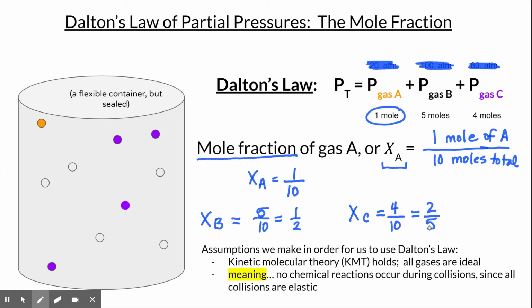Alternatively, since there are only three types of gases in the tank, you could solve for x sub A and x sub B, add up those two x values, and then subtract them from 1, because 1 is really 100%, just not as a percentage. So now let's take a look at how we can use mole fraction in calculations for Dalton's law.